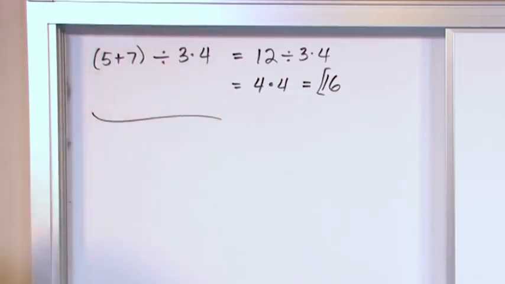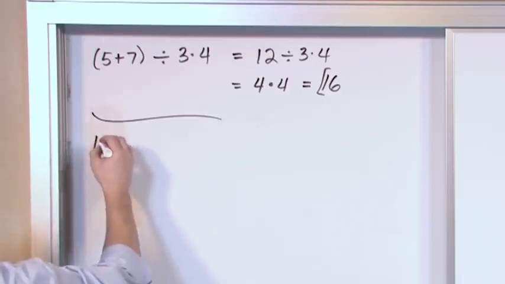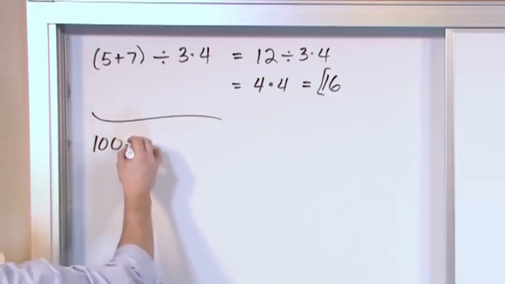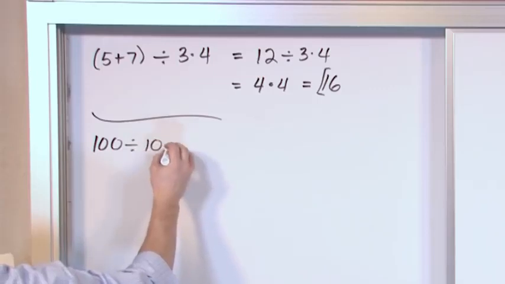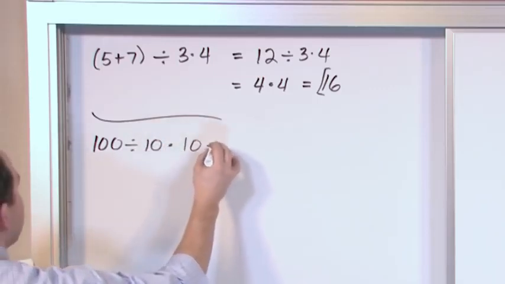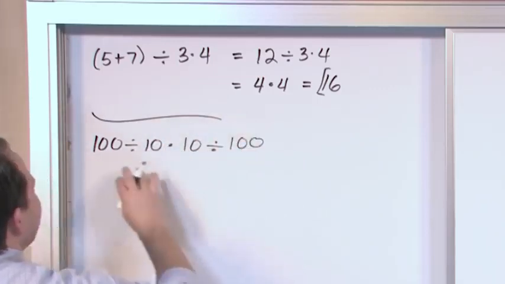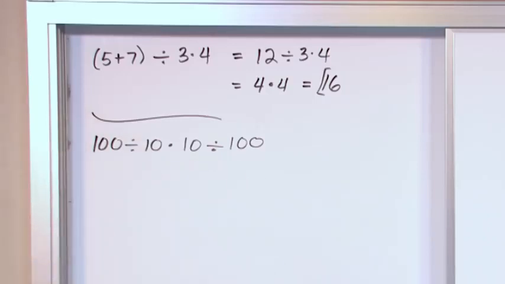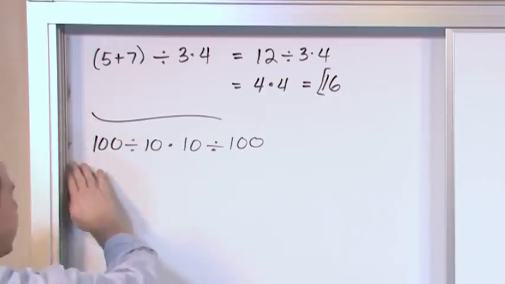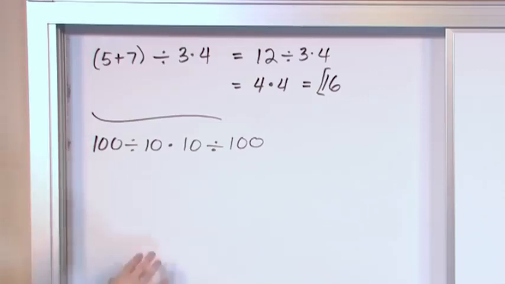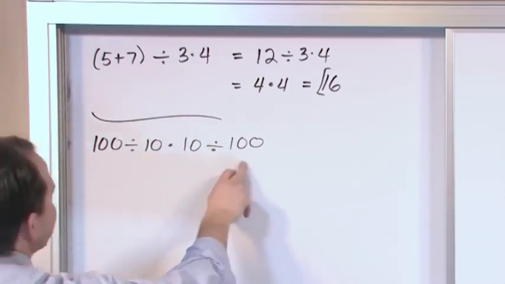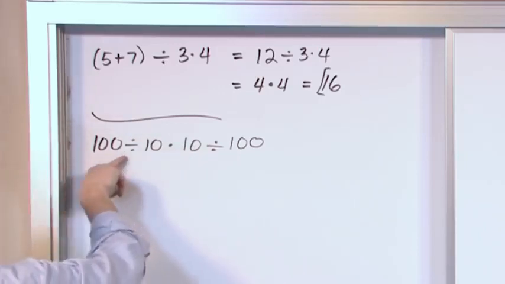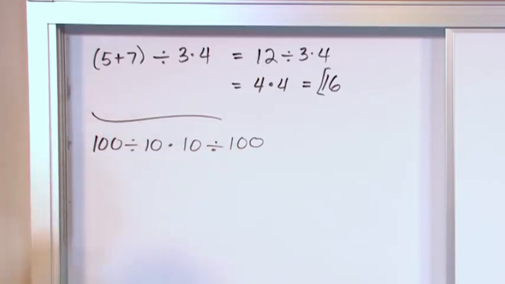All right. What if we have something that looks complicated but really isn't? 100 divided by 10 times 10 divided by 100. It looks really complicated, but you just go through it. Check for any parentheses. We don't have any. Check for any exponents. We don't have any. Check for multiplication and division. We have lots of multiplication and division, so we do them all left to right on the same level.